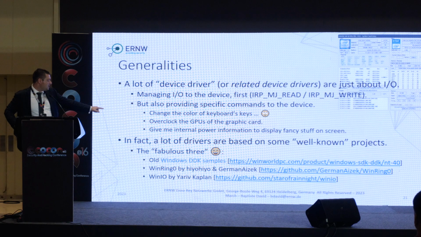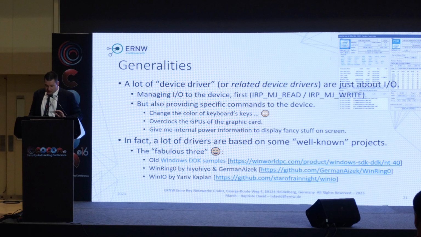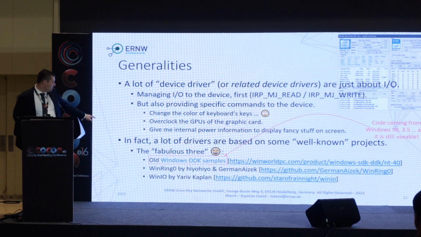All Windows DDK samples, WinRing0, and WinIO. These are the three main, well-known projects that everyone copies and pastes, and that have a lot of vulnerabilities inside. The old DDK samples come from Windows 98, 3.5, and so on.